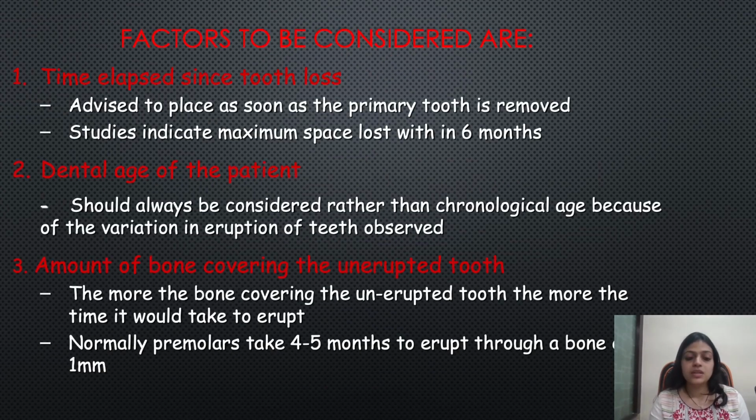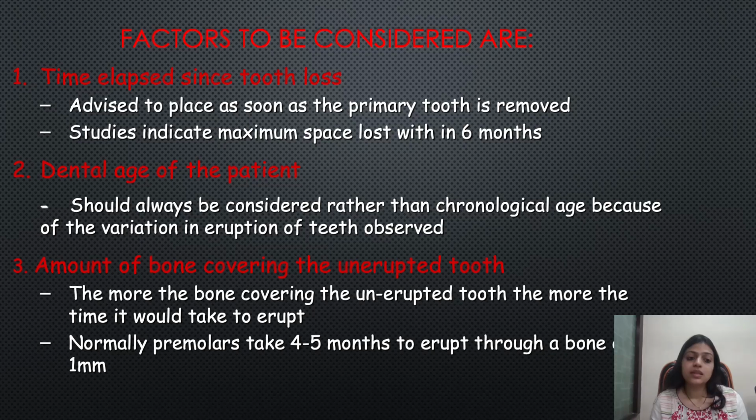Then there are certain factors which are to be considered. One of the most important factors is the time elapsed since tooth loss. It is advised to place the space maintainer as quickly as the primary tooth is removed. Studies have shown that the maximum space loss takes place within the first 6 months after removal or premature loss of the primary tooth.